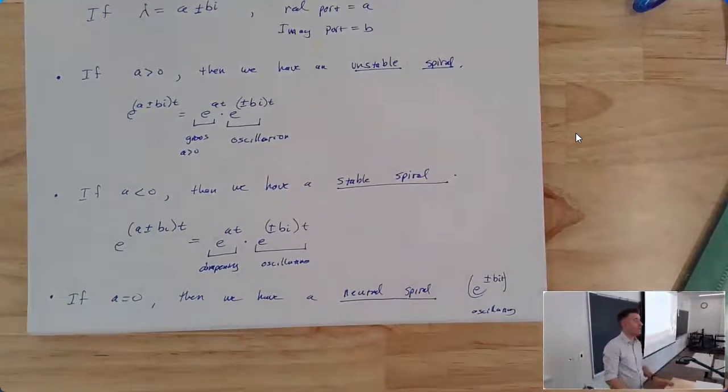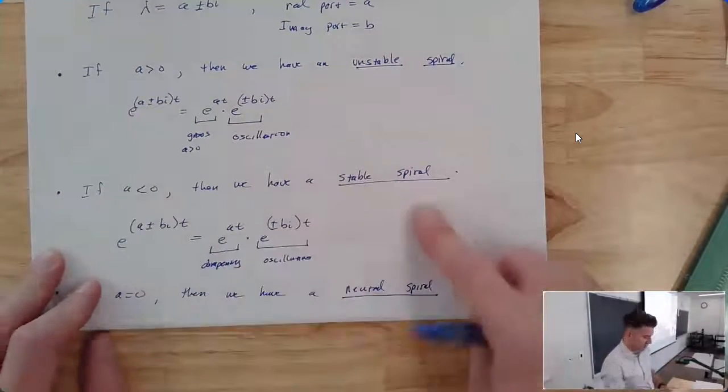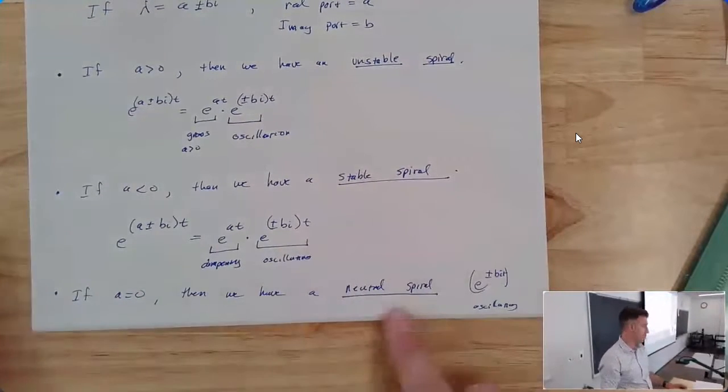So now we can fully determine the stability or instability, or what kind of stability or instability, of our system just by looking at the eigenvalues. If the eigenvalues are real, both positive, unstable node; both negative, stable node; one of each, saddle. If the eigenvalues are complex, if the real part's positive, unstable spiral. If the real part's negative, stable spiral. If the real part's zero, we have a neutral.